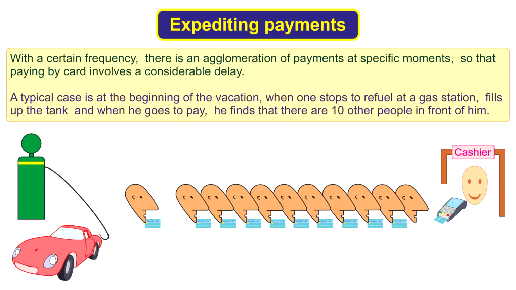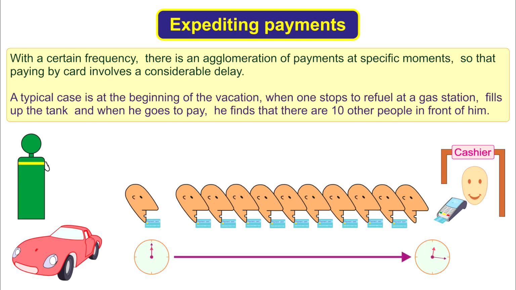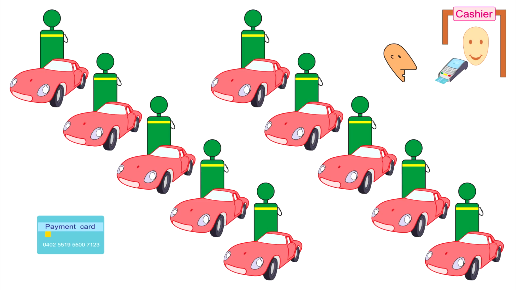Expediting payments. With a certain frequency, there is an agglomeration of payments at specific moments, so that paying by card involves a considerable delay. A typical case is at the beginning of the vacation. When one stops to refuel at a gas station, fills up the tank, and when he goes to pay, he finds that there are 10 other people in front of him. If everything goes well, when you finish paying, about 15 or 20 minutes have passed. In addition, during all this time, the car is parked at the pump, preventing other cars from being able to fill up.